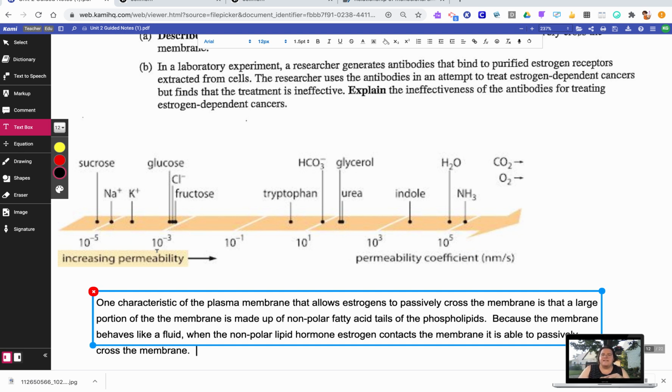But the researcher finds out that giving that medication, assuming you're taking it either through IV, as chemotherapy, or by pill, that treatment is ineffective. So they want you to explain the ineffectiveness of the antibodies for treating estrogen-dependent cancers. Okay. So let me think about this for a second.